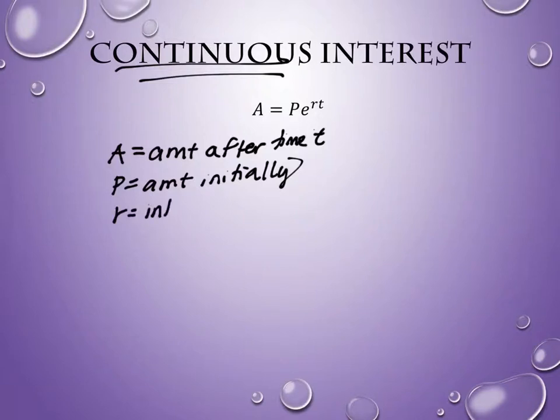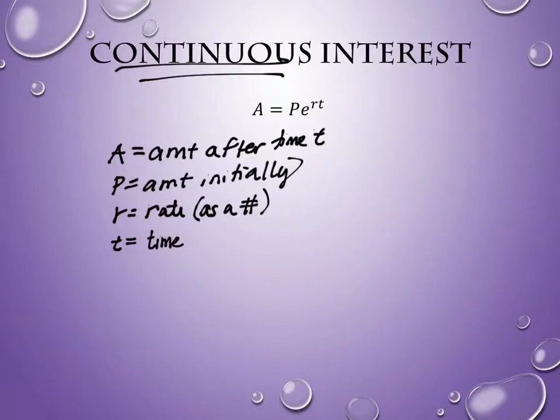R is the interest rate, or the rate. I'm just going to say rate, because on some of ours we're not going to be looking at interest. We're actually going to be looking at growth and decay of bacteria and things like that. So this is the rate as a number, and that's a number symbol. That is not a hashtag. I know you think it is, but it isn't. And then T is the time.